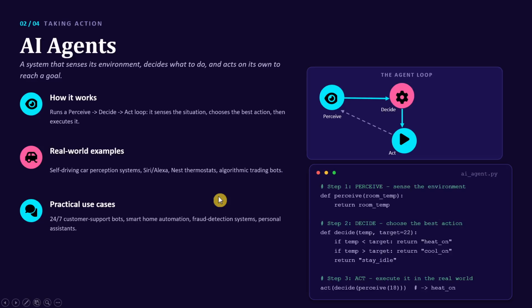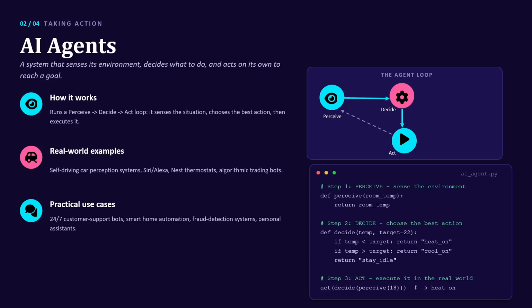Next, let me go to the AI agents. So what is an AI agent now? This is a system that senses its environment, decides what to do, and acts on its own to reach a goal. That is nothing but the AI agent, artificial agents. How does it work?